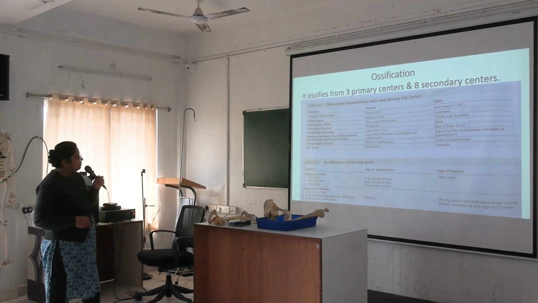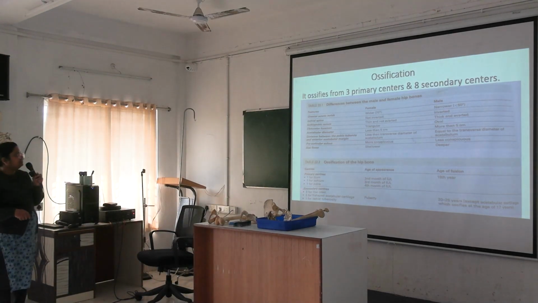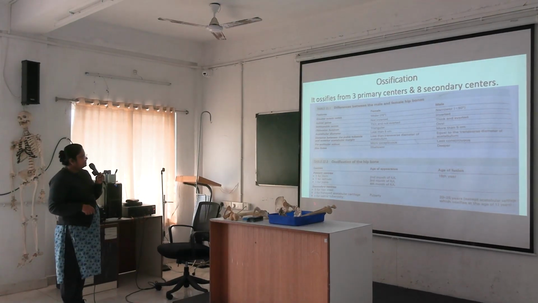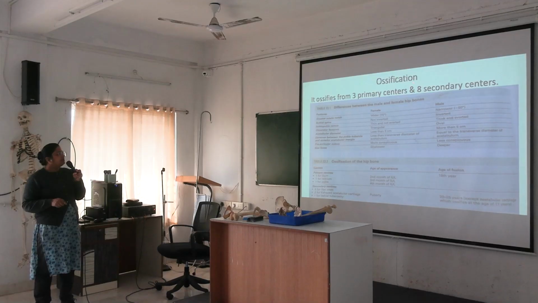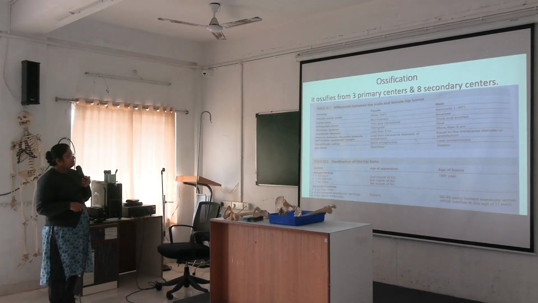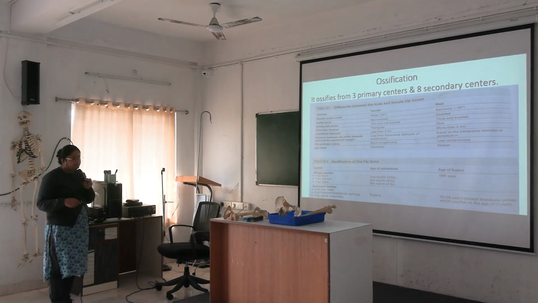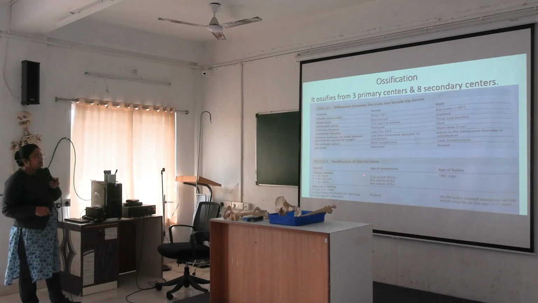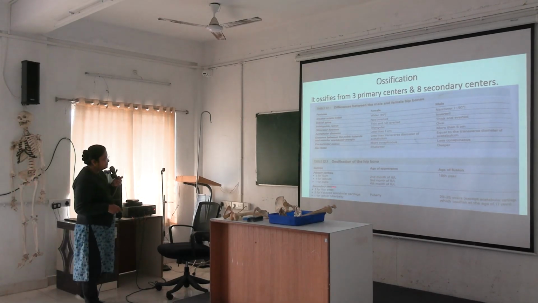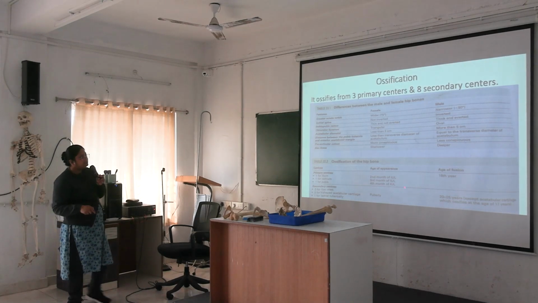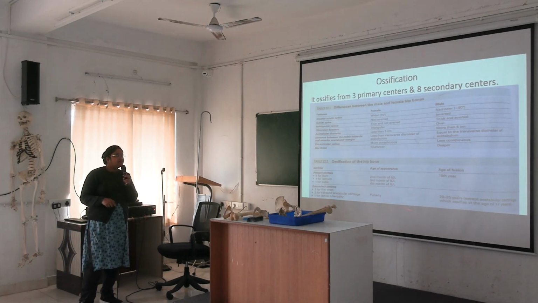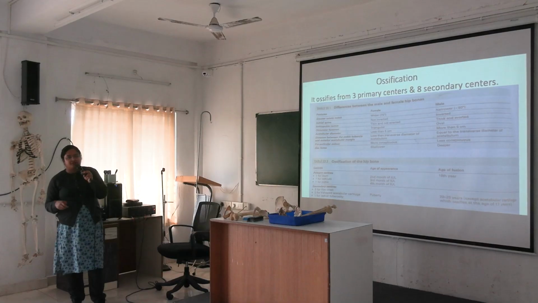So next we are going to the ossification of hip joint. It has 3 primary centers and some secondary centers, mostly 5 secondary centers. The 3 primary centers appear before birth: one for ilium, one for ischium, one for pubis. Ilium appears at the 2nd month of intrauterine life, ischium at the 3rd month, and pubis at the 4th month. And they fuse together at 18 years of age.